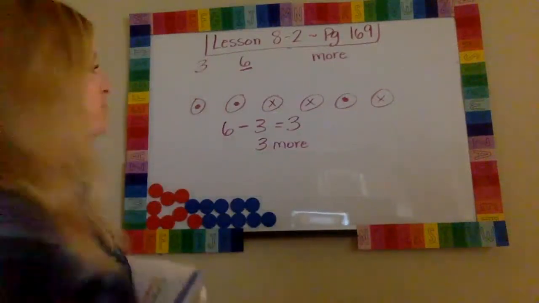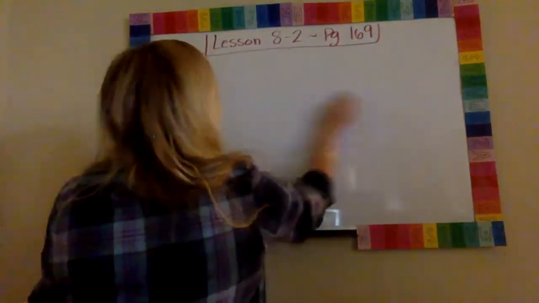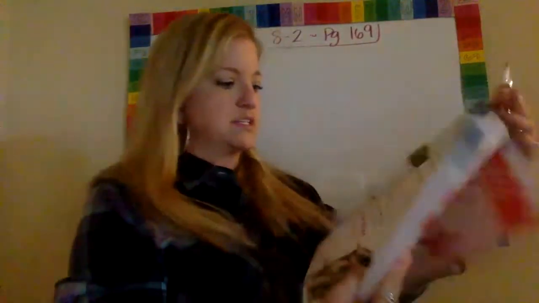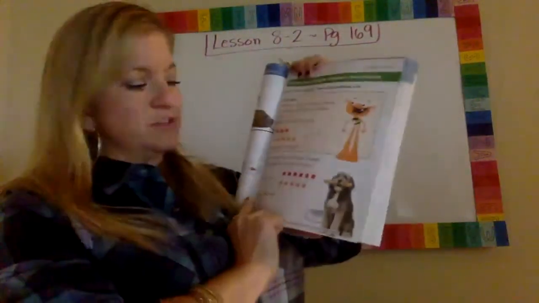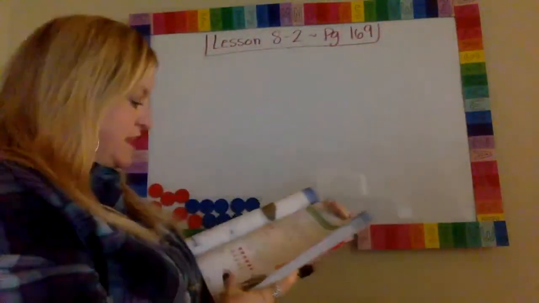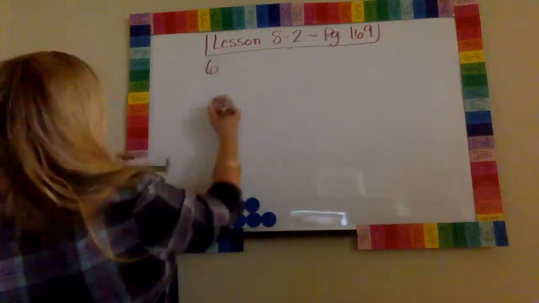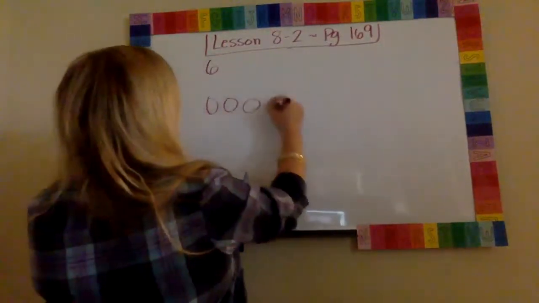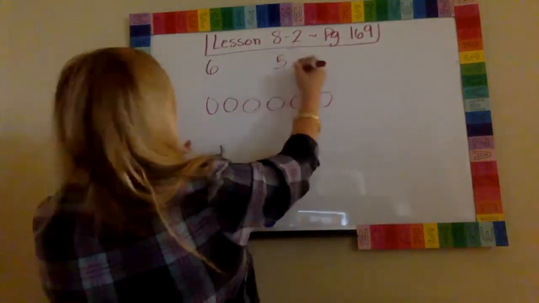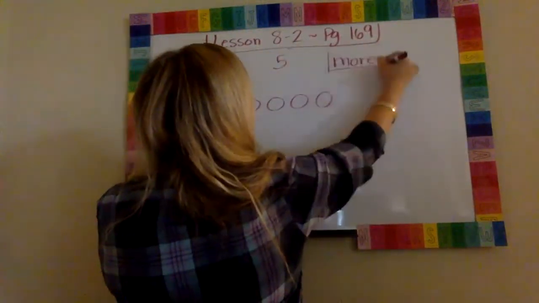Okay, good job. Now let's get to the practice page. So it's exactly what we've been doing. So I'm just going to jump right down here to this cute picture with this doggy. It's page 173. It says there are 6 dogs. 1, 2, 3, 4, 5, 6. And there are 5 bones. How many more? That's the word you're going to put a box around.